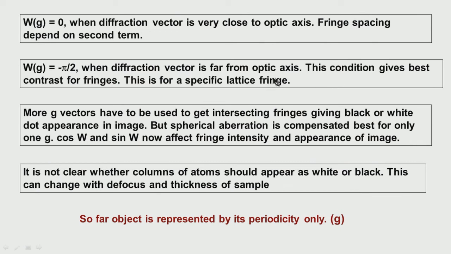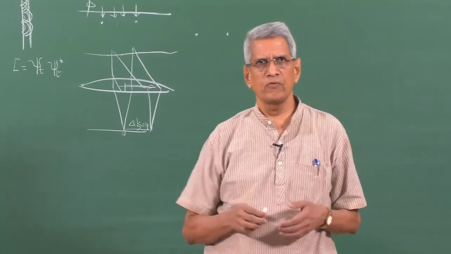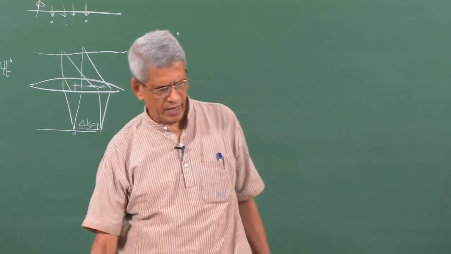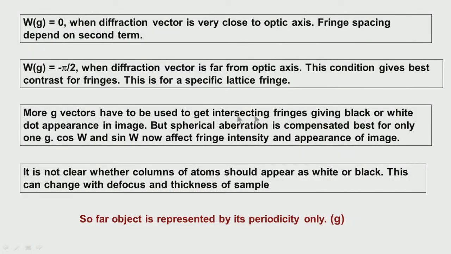Okay. This is for a specific lattice fringe. But normally what happens is that not one reflection, one diffraction spot, we use more than one spot to get a high resolution image. Then each g will have a different value of W g corresponding to it. Then this methodology of trying to find out how the intensity varies, the variation will be different for different ones. Okay. This method has got some limitations associated with it.